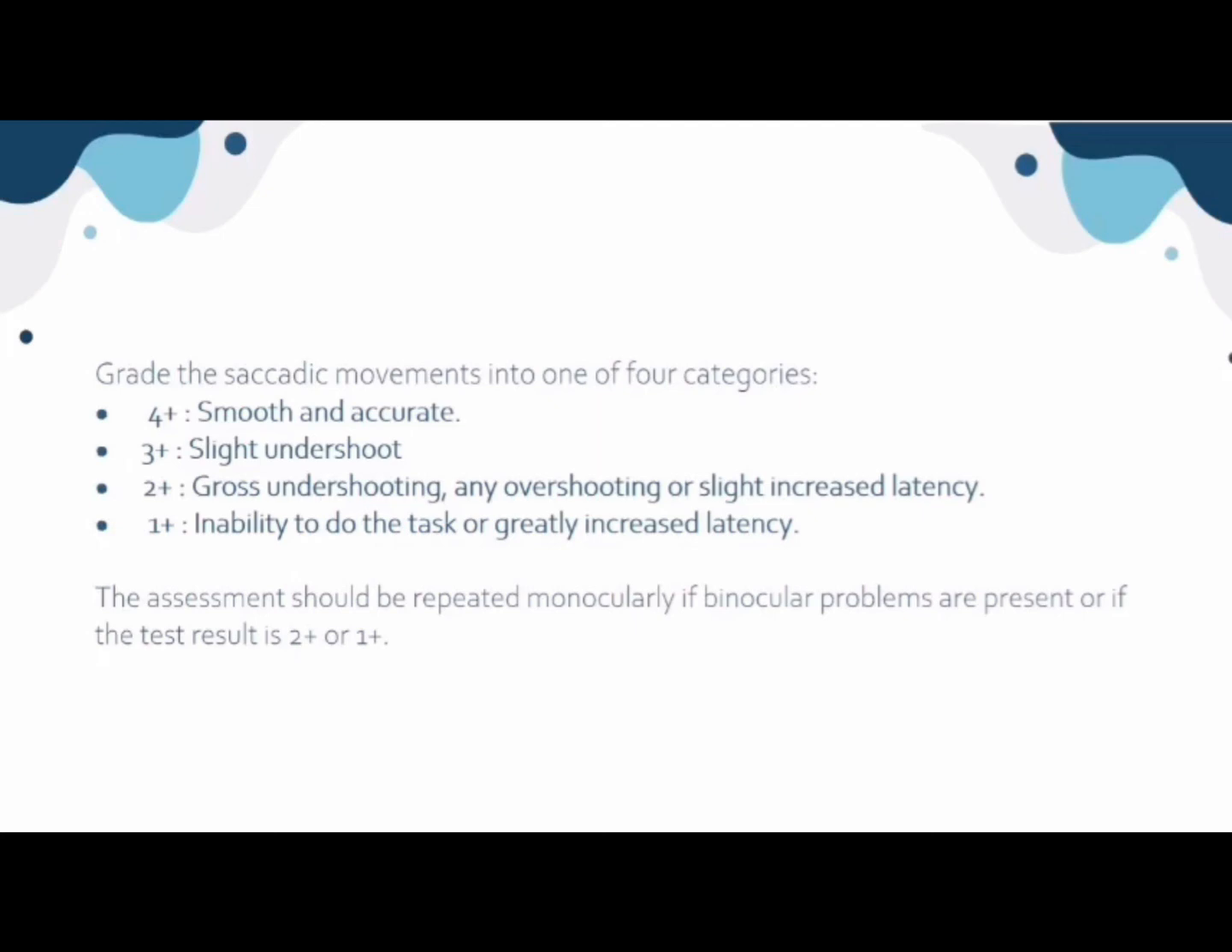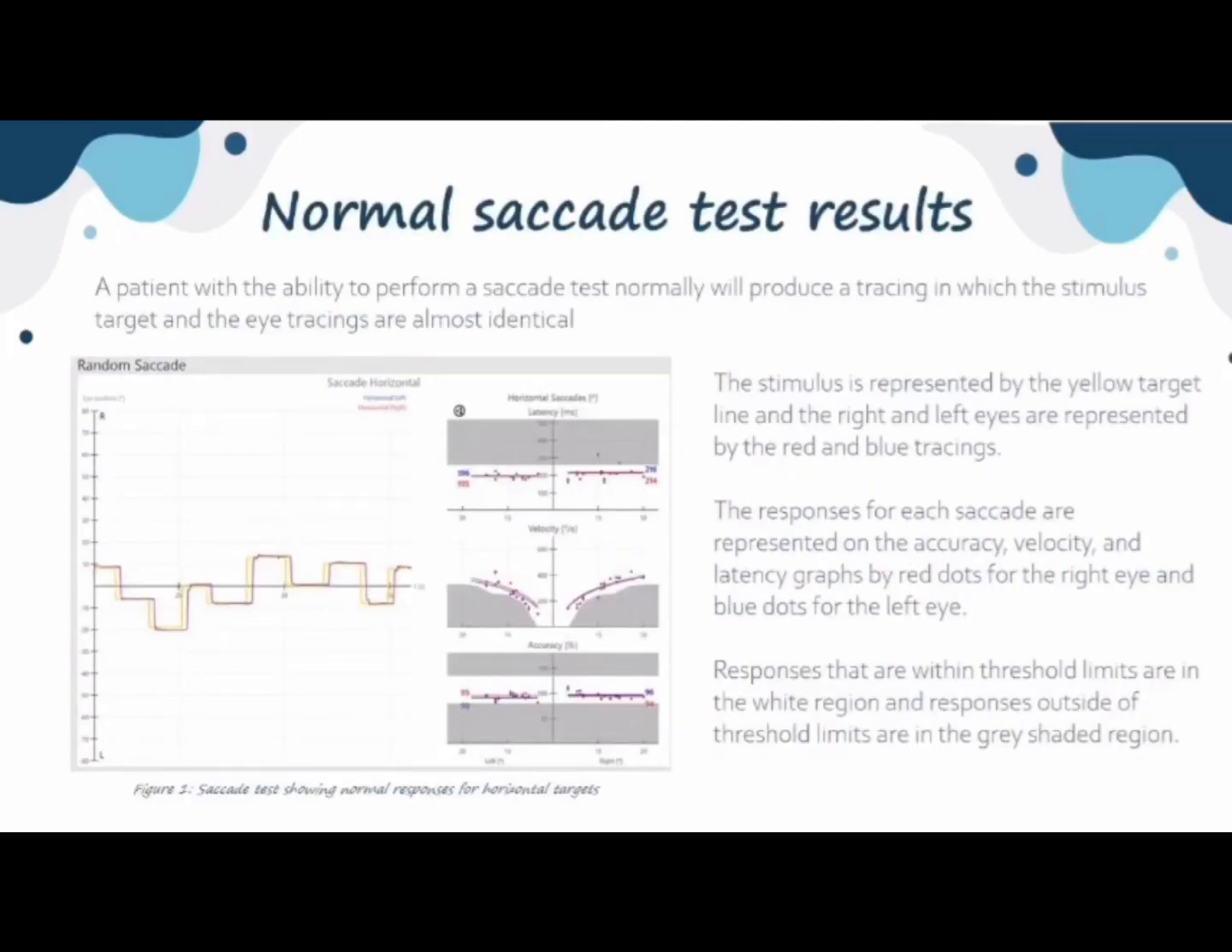or 1 positive. For normal saccade test results, a patient with the ability to perform a saccade test normally will produce a tracing in which the stimulus target and the eye tracings are almost identical. As you can see in the chart, the stimulus is represented by the yellow target line, and the right and left eyes are represented by the red and blue tracings. The responses for each saccade are represented on the accuracy, velocity, and latency graphs by red dots for the right eye and blue dots for the left eye.